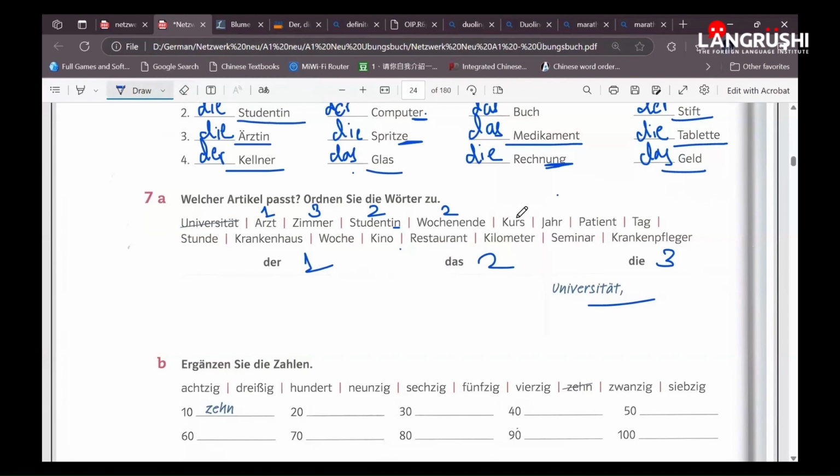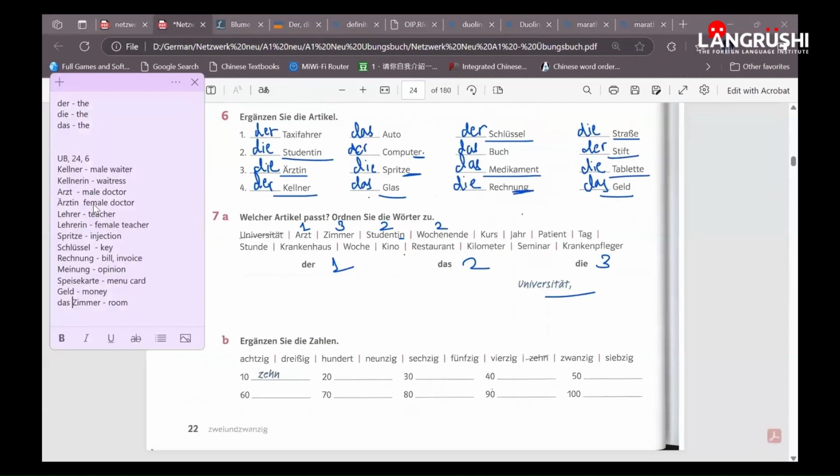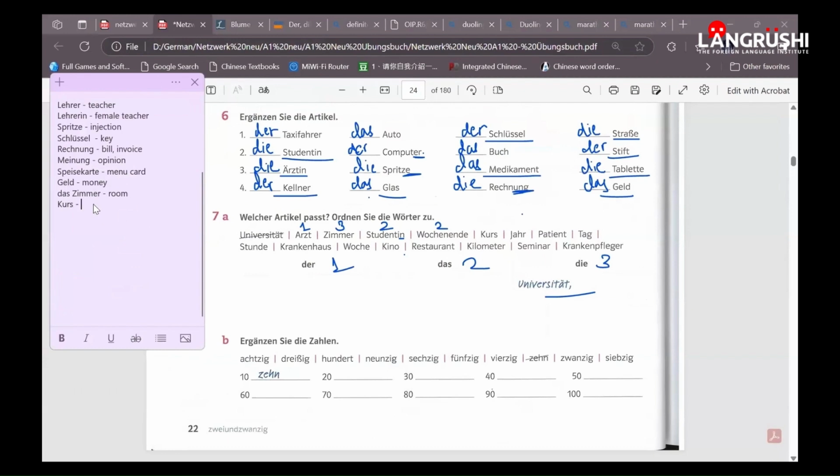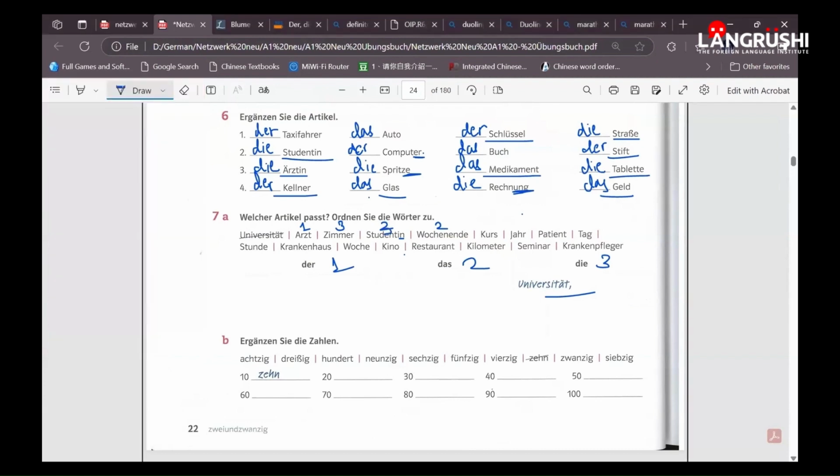Now let us look at this. Kurs. I guess it to be feminine. Okay. Kurs is course. Rushika, just one thing, I'm not sure this Studentin should go inside 3, right? What did I write? Okay, 3. Yes.